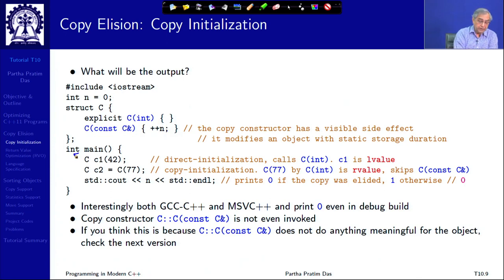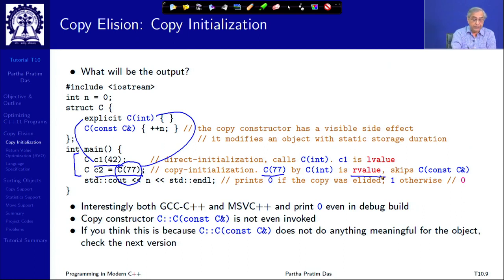In the context of this, we have written these two object initializations. You can easily make out that this is a direct initialization, where we are expected to invoke the parametric constructor, and C1 after that invocation will become an L value. The next one, as you will identify, is a copy initialization. C77, this particular object will be constructed by the parametric constructor, and then from that a copy initialization will happen to C2, and it is to be noted that C77 is an R value here.